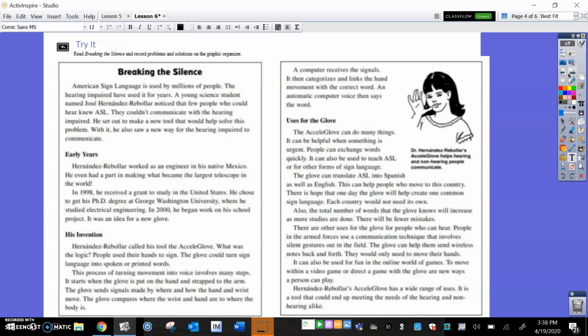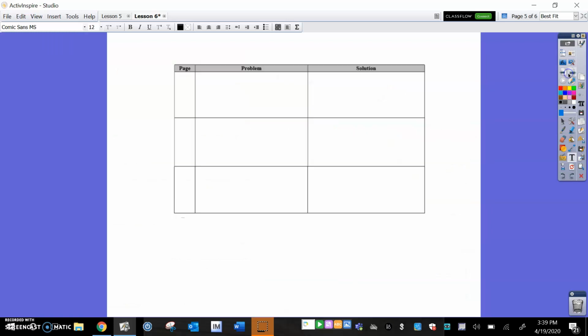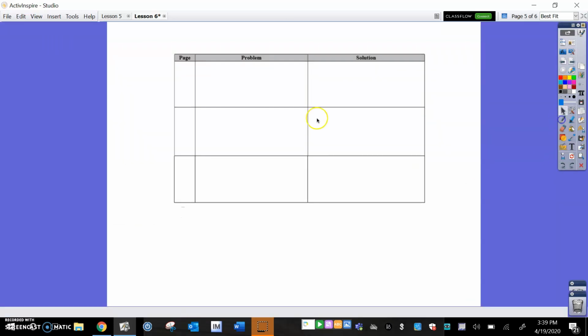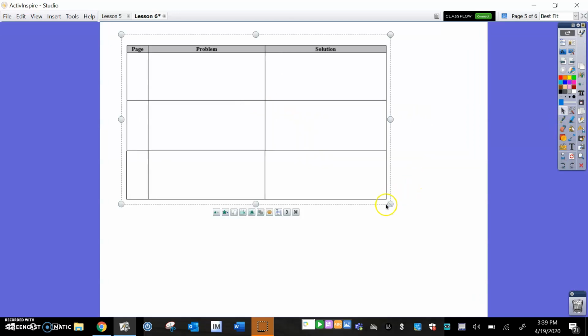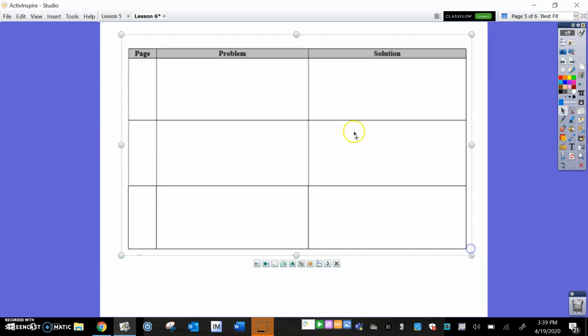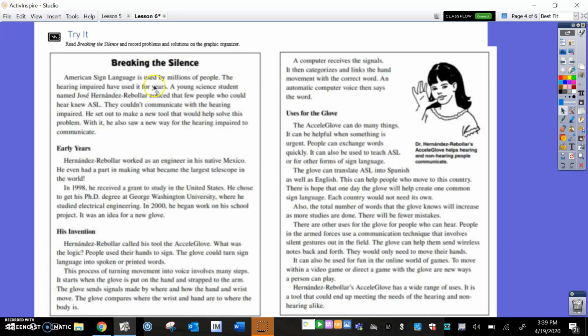All right, and now we have the try it. This again is another optional activity for you to do, but it's another good practice for you to be identifying the problem and solution. Now, I will tell you that in this text, there's a couple solutions, but there's only really one big specific problem. So I'm going to go through it on here. I'm going to read some of this text aloud, and then I'm going to fill in part of this organizer.